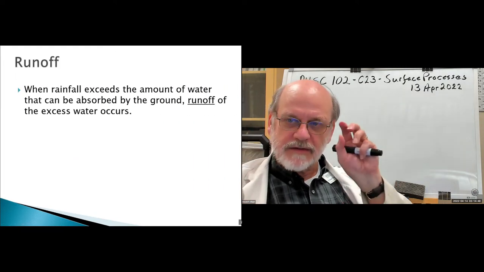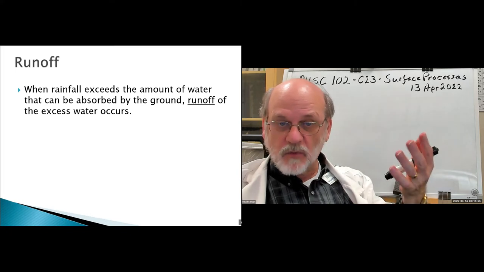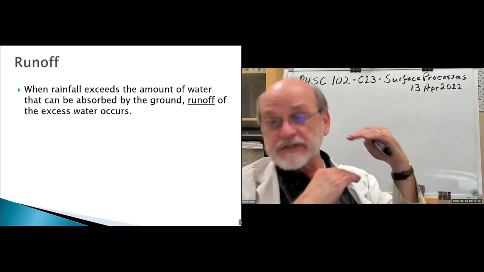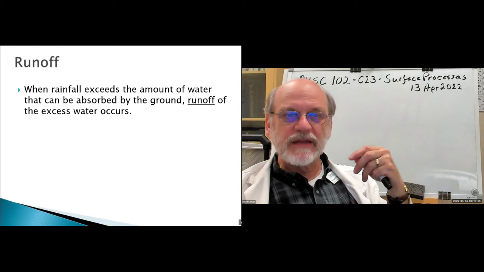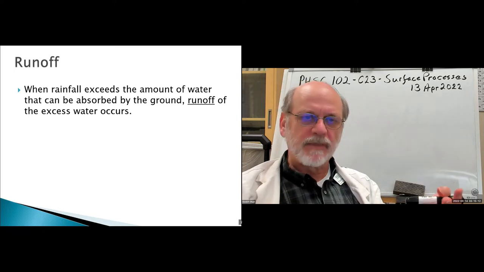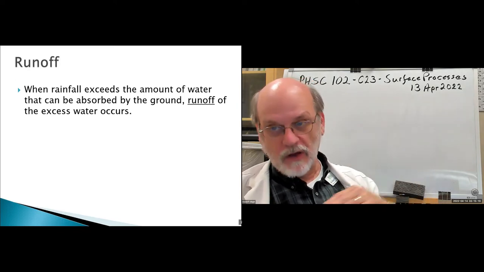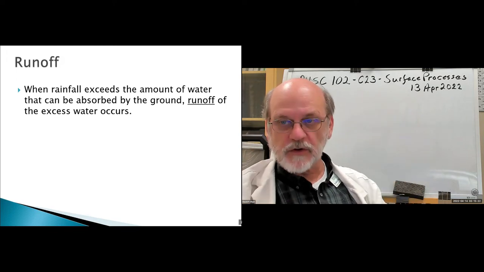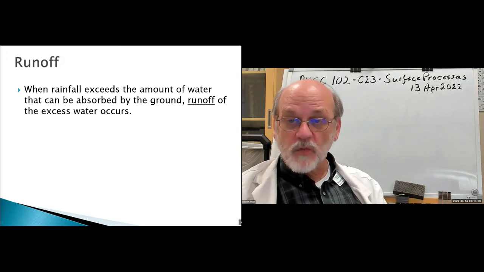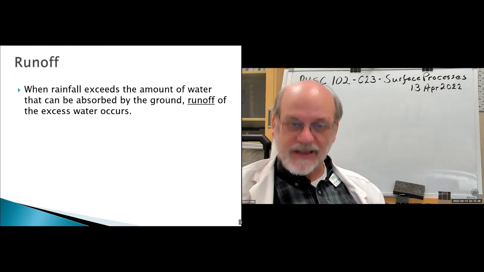So if water is the eroding agent, what do we mean? What is going to happen? When rainfall exceeds the amount of water that can be absorbed by the ground over a particular period of time. In other words, if the rain is very fine and slow, not a lot of rain per hour, then the soil and the surface may be able to absorb it all, and it goes into the subsurface layers. But if it occurs really fast, or if the soil is already saturated, then that water will travel on the surface. There's nowhere for it to go. That's called runoff, excess water.